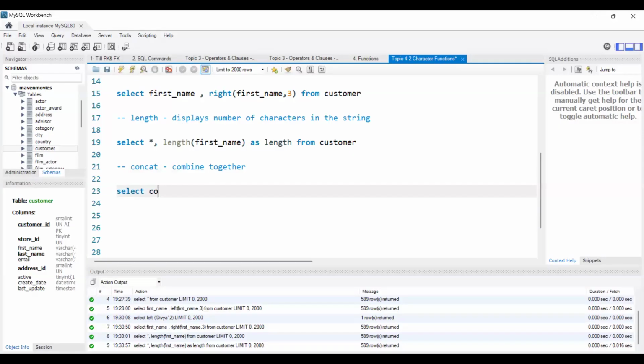Select concat of... Personally, especially in the initial days, the function is concat, but in a hurry I always write it like CONCATE. Almost 90% of the time, even till today, I first write it like this and only after executing do I realize I made a spelling mistake. The spelling is CONCAT.